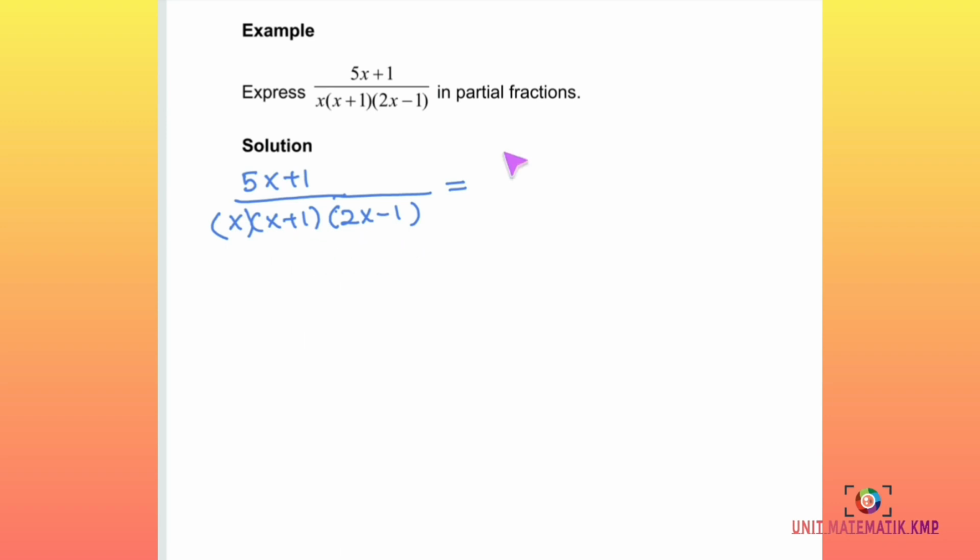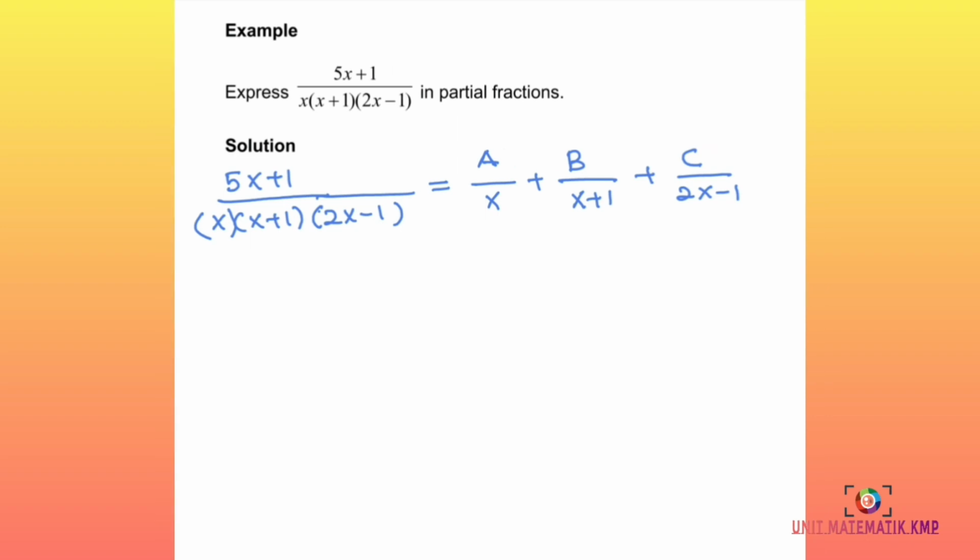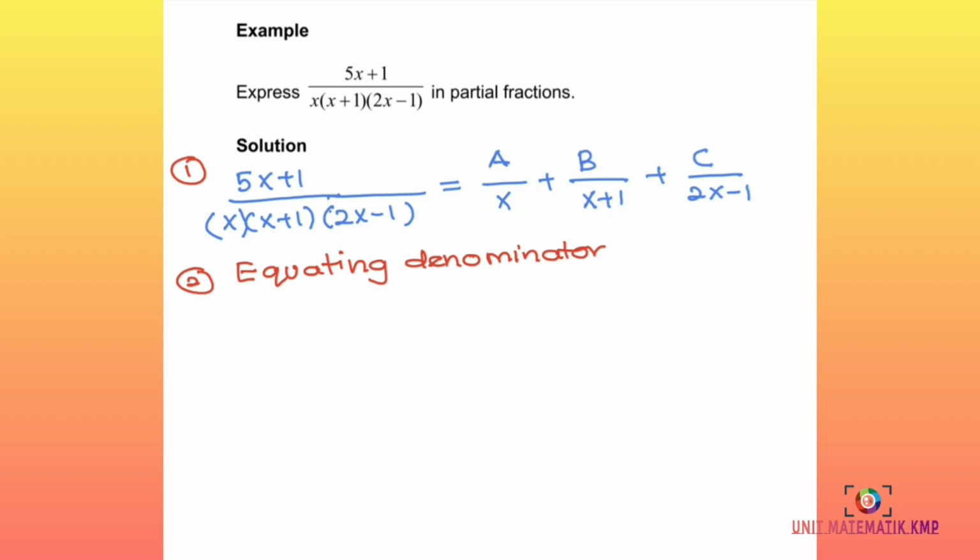So to split into partial fractions, the first one is A over x plus B over x plus 1, because the denominator here is linear, and plus C over 2x minus 1. This is our first step. Second step is equating denominators. Remember, our denominator on the right hand side should be equal to the denominator of the left hand side. Check which one we already have and which one we still do not have.